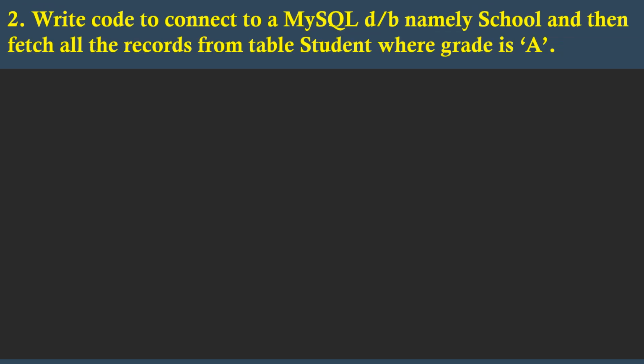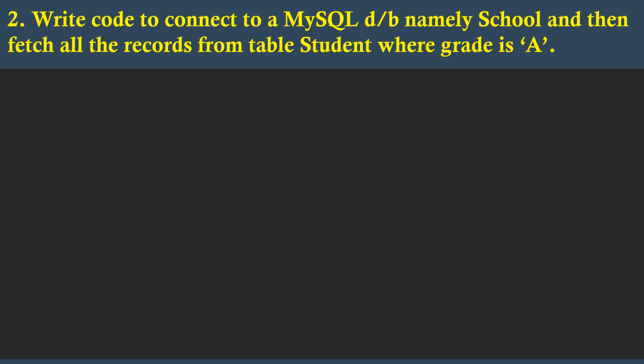Now write code to connect to a MySQL database, namely school, and then fetch all the records from table student where grade is A. So first of all, you have to create a database with name school in your MySQL database. And within that database, you can create a table with name student.